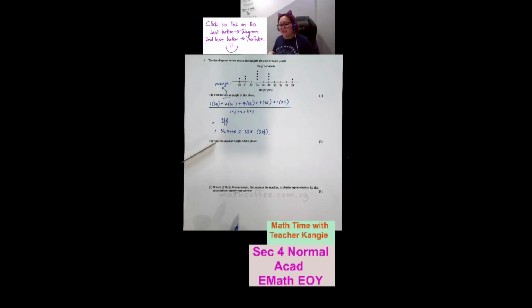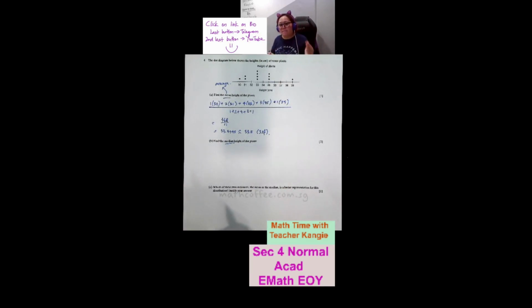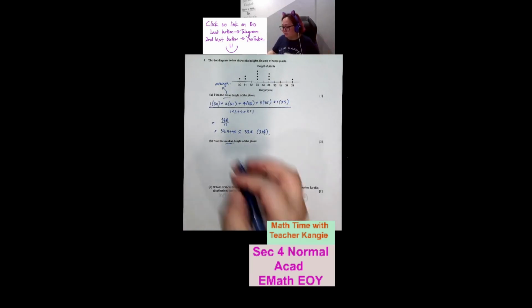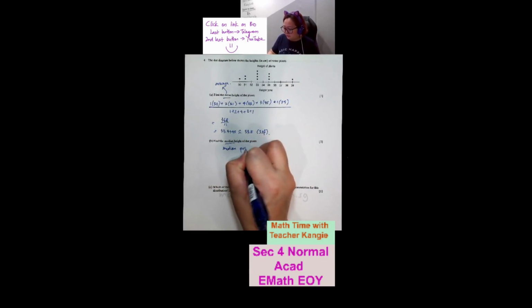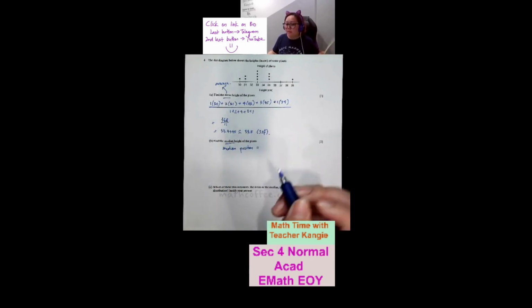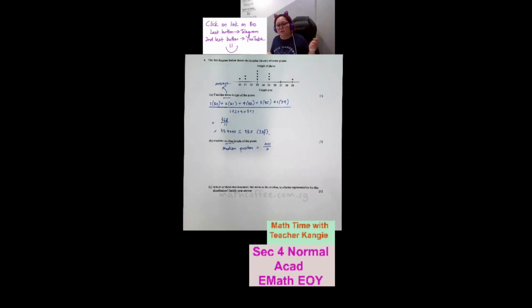Next, find the median height. Before we find the median height, you need to find the median position. You need to remember this, which is n plus 1 divided by 2. And what is n? n means the number of data you have. In this case, we have 11 plants, which is 11 data.